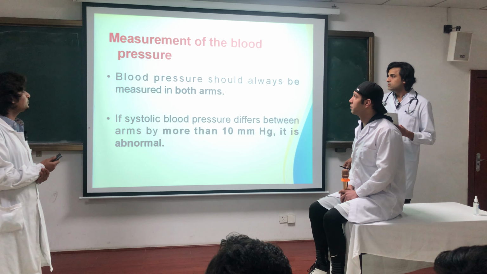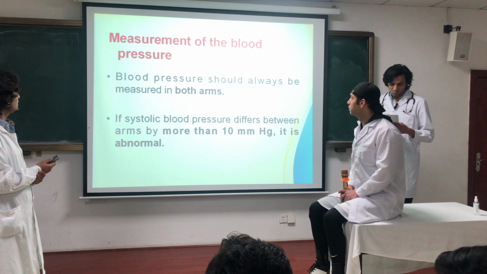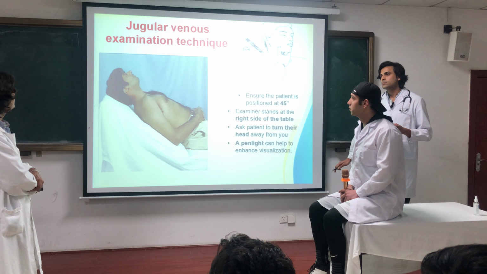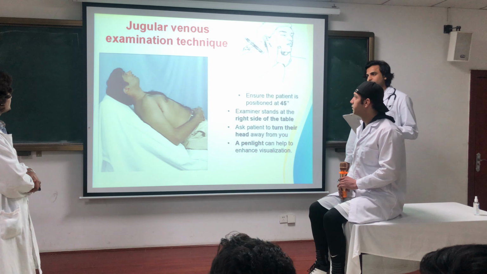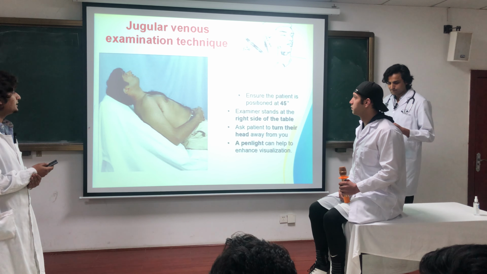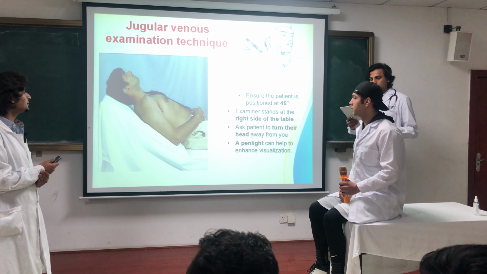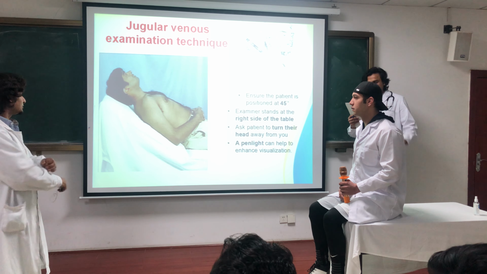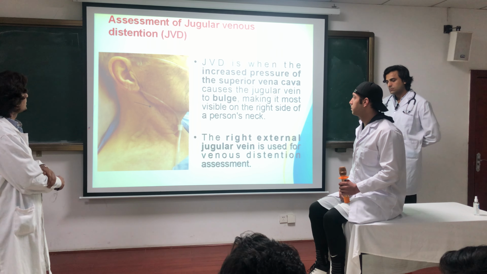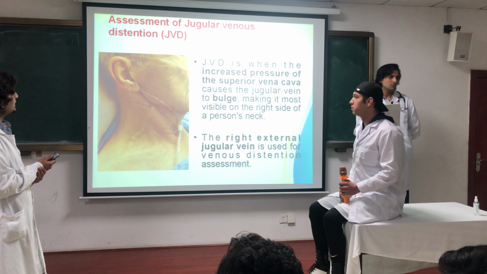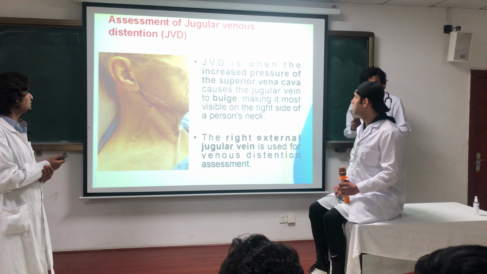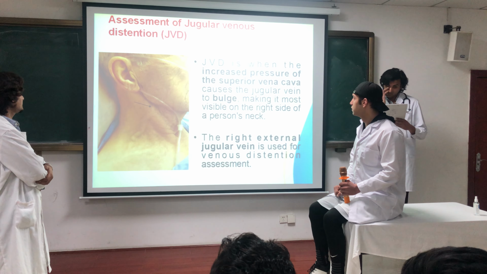Measurement of blood pressure. Blood pressure should always be measured in both arms. Jugular venous examination technique: ensure the patient is at 45 degrees. The examiner stands at the right front side. Ask the patient to turn their head away from you. And assessment of jugular venous distension. JVD is when increased pressure in the superior vena cava causes the jugular vein to bulge, making it most visible on the right side of the person's neck.